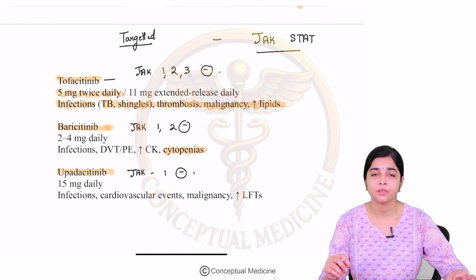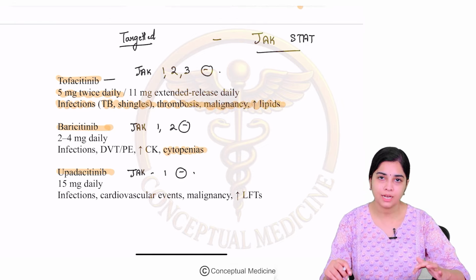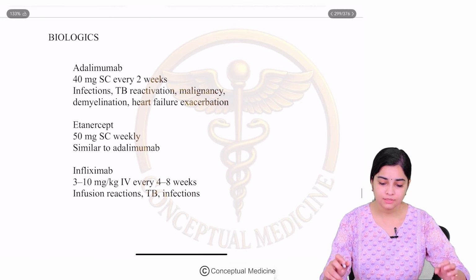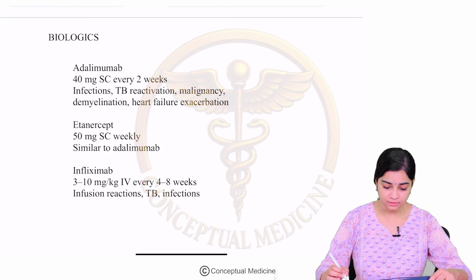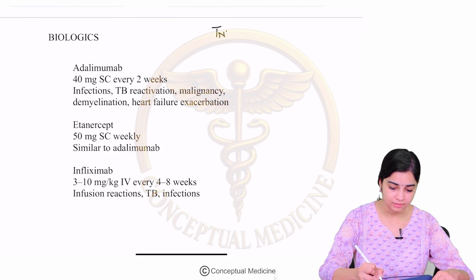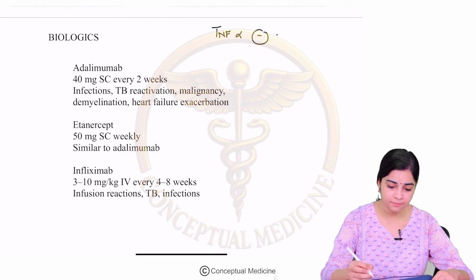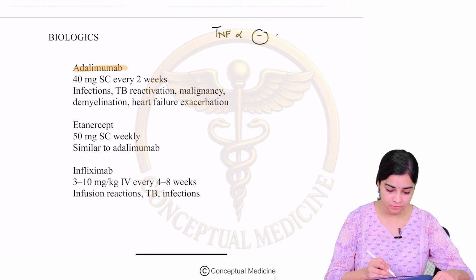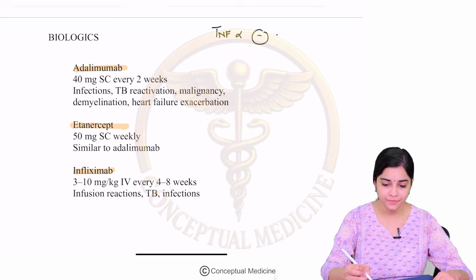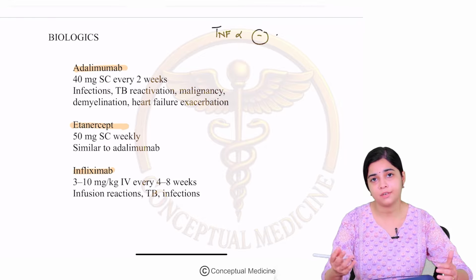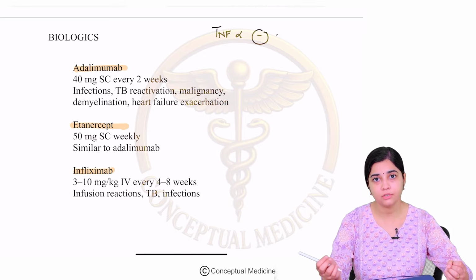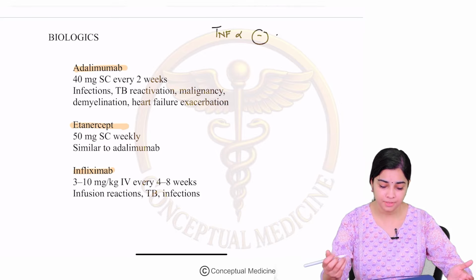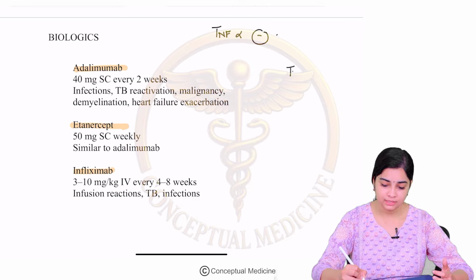Right? So we have finished your conventional DMARDs and we have finished your targeted synthetic DMARDs. Now let us move on to the biologics. The biologics which we predominantly use are your TNF-alpha inhibitors. Okay, so the drugs include adalimumab, etanercept, infliximab. For all of these drugs, try and remember the common side effects. Most of them are given as a weekly or once in 2 weeks regimen. So always remember there is an increased risk of TB reactivation.